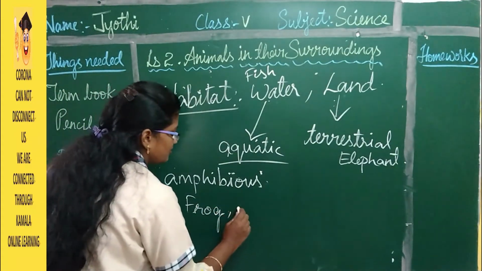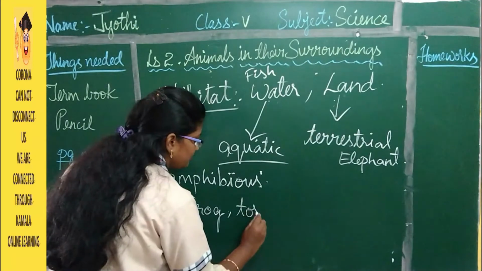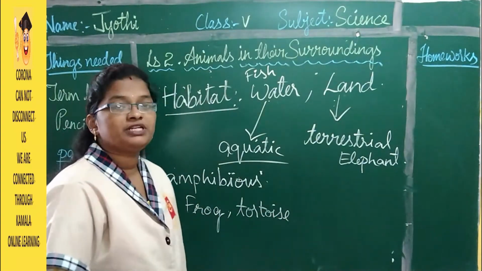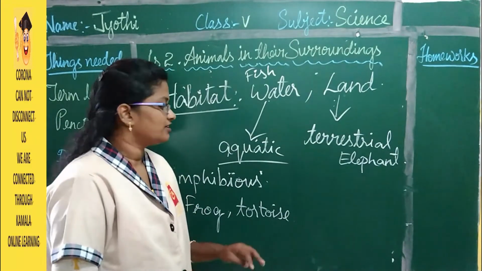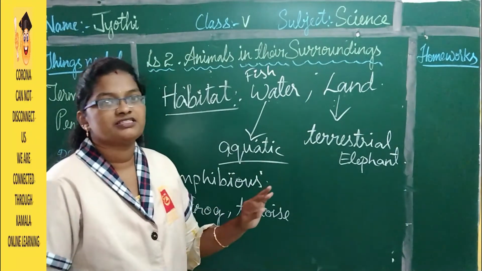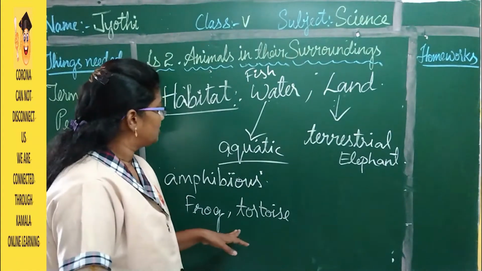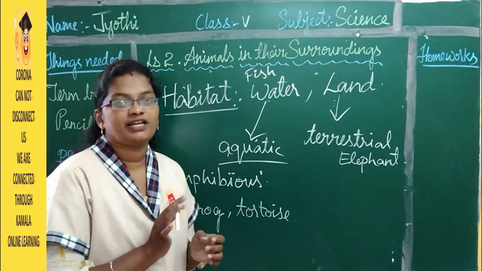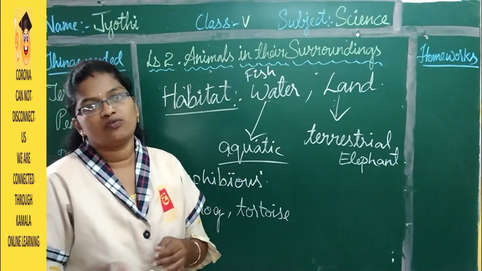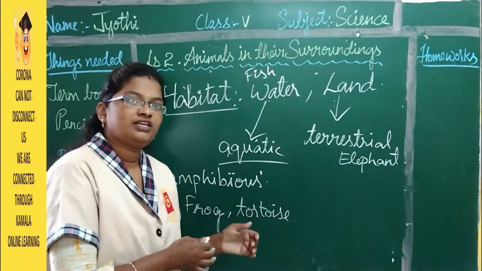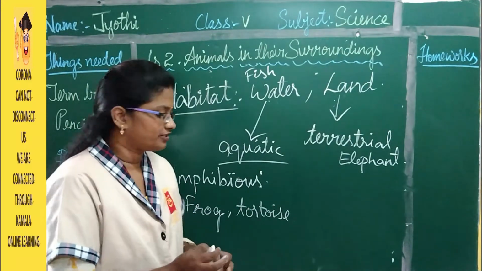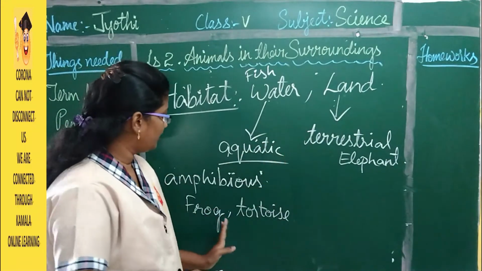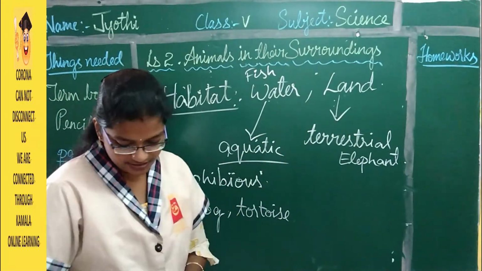Then tortoise. Then hippopotamus. Then whales. They can live both on land as well as in water. If you take whales and dolphins, they cannot stay for a longer time on the land. So again they go into water. For some time they stay on the land, again they go back to the water. Right? So here are the examples of water, land and amphibious animals.